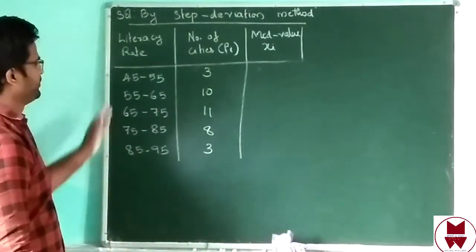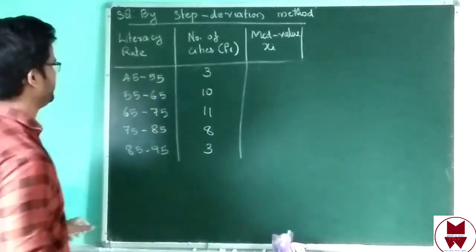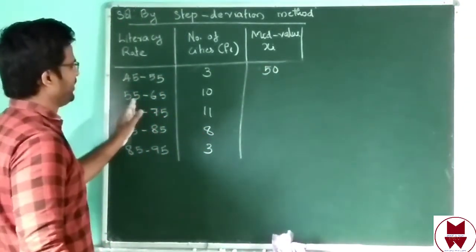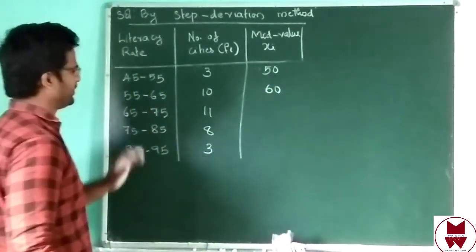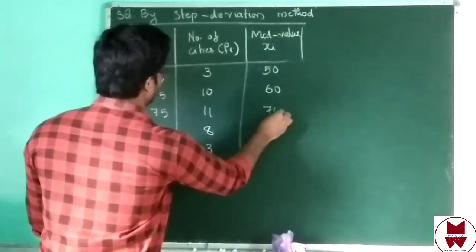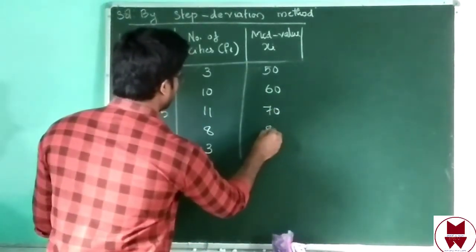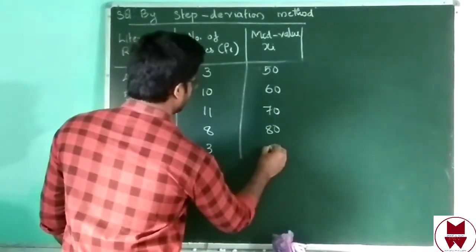Mid value of 45 and 55. In between 45 and 55, that will be 50. Then 55 and 65, 60. 65 to 75, mid value is 70. 75 to 85, mid value is 80. Then 85 to 95, 90.